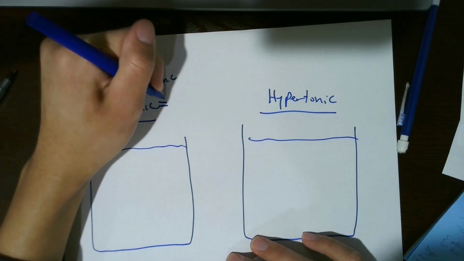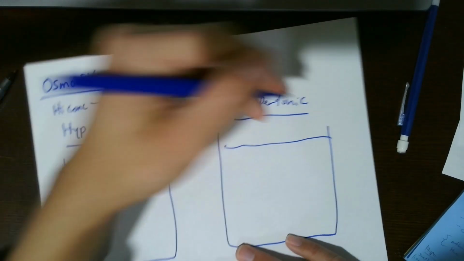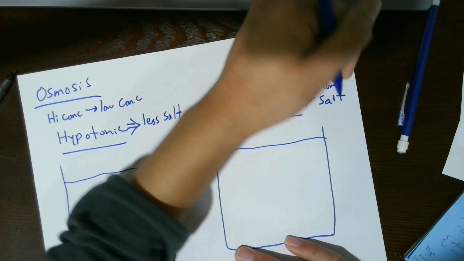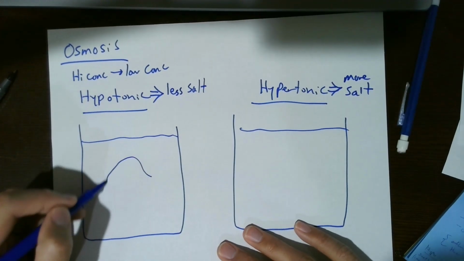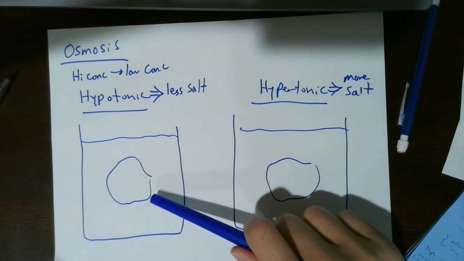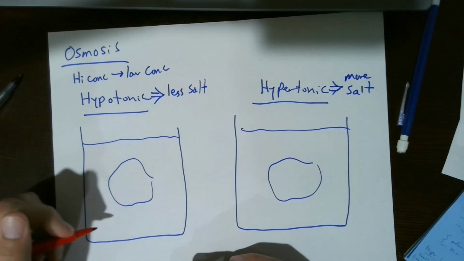Hypotonic means the solution has less salt. Hypertonic means it has more salt. And this is all relative to the cell. So here's your cell. A hypotonic solution doesn't have a lot of salt.